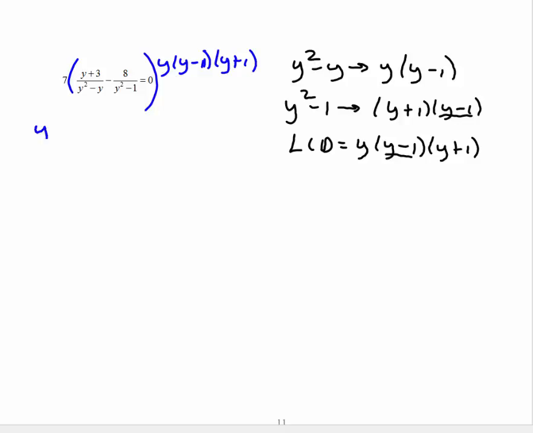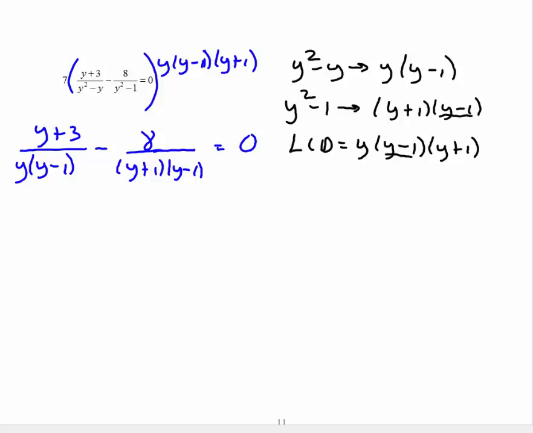If it's easier to rewrite your fractions in factored form, I would do so, and then that might help you see what cancels and what is left. So I'm going to rewrite the equation as y plus 3 over y times y minus 1, minus 8 over y plus 1 times y minus 1 equaling 0. So when I multiply that by this LCD of y, y minus 1, and y plus 1, let's see what we're actually going to have to multiply by.